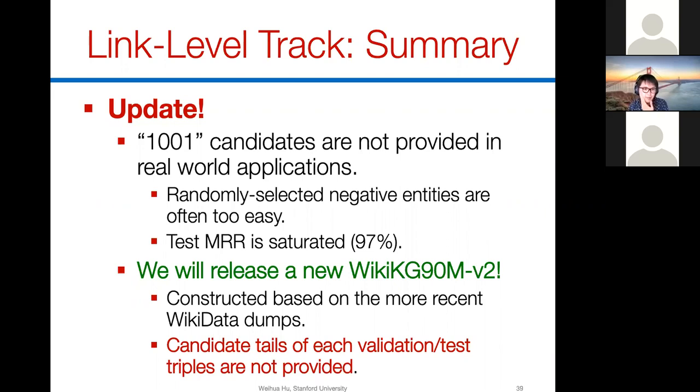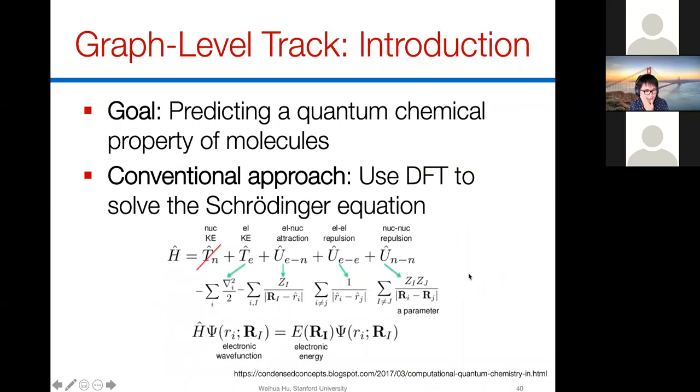Okay, finally, going to move on to the final data set, which is the graph level track. So we want to predict the property of the entire graph. Here the task is to predict a quantum chemical property of molecules. Just to give everyone background, quantum chemical property is very important to know in material discovery and drug discovery. The conventional approach is to use something called DFT, density functional theory, to approximate the Schrödinger equation to compute this quantum chemical property.